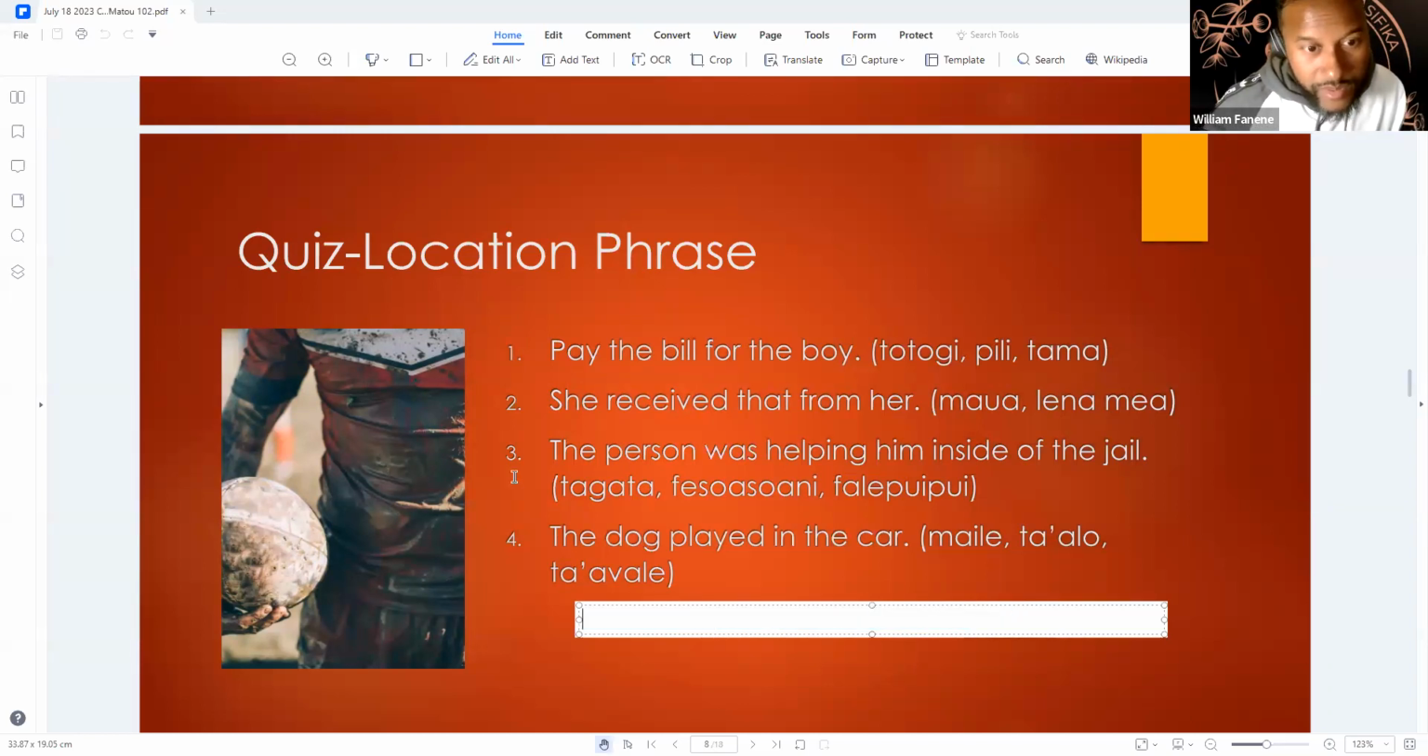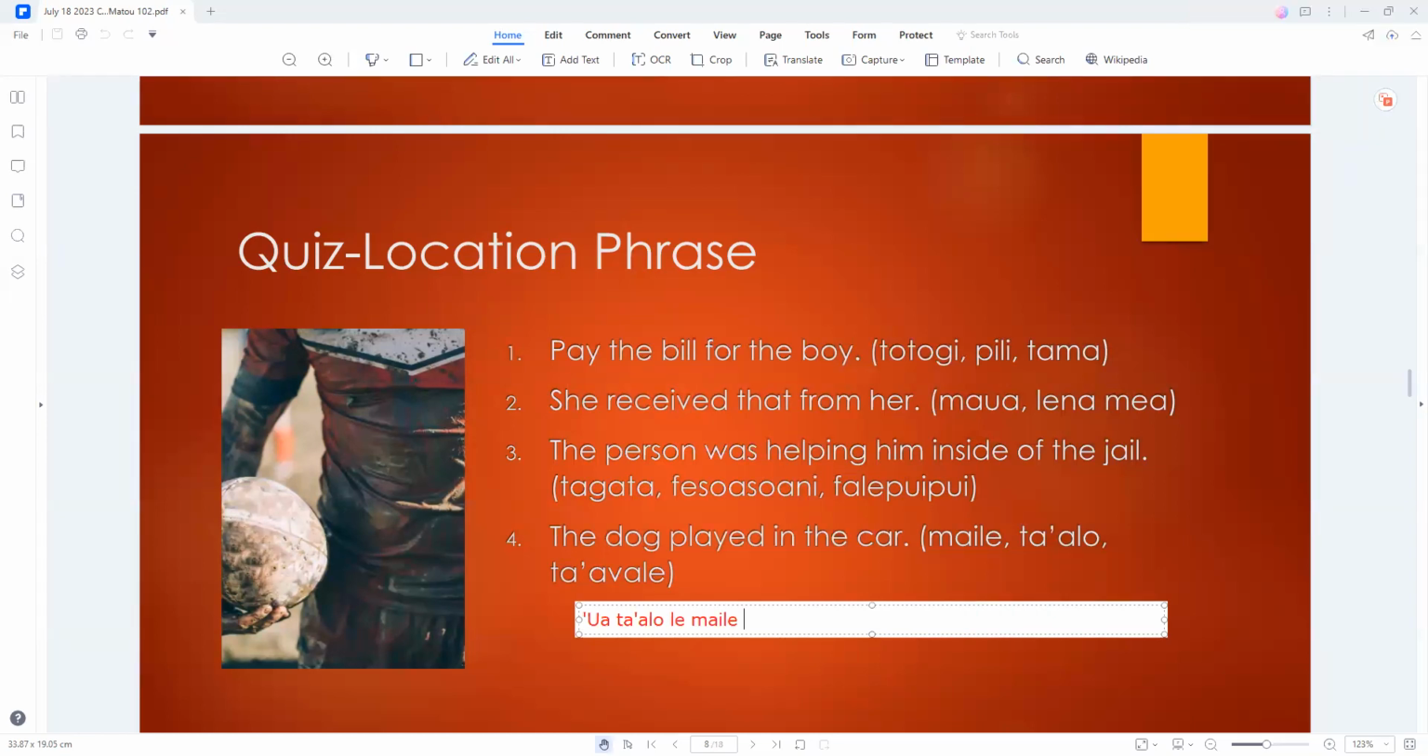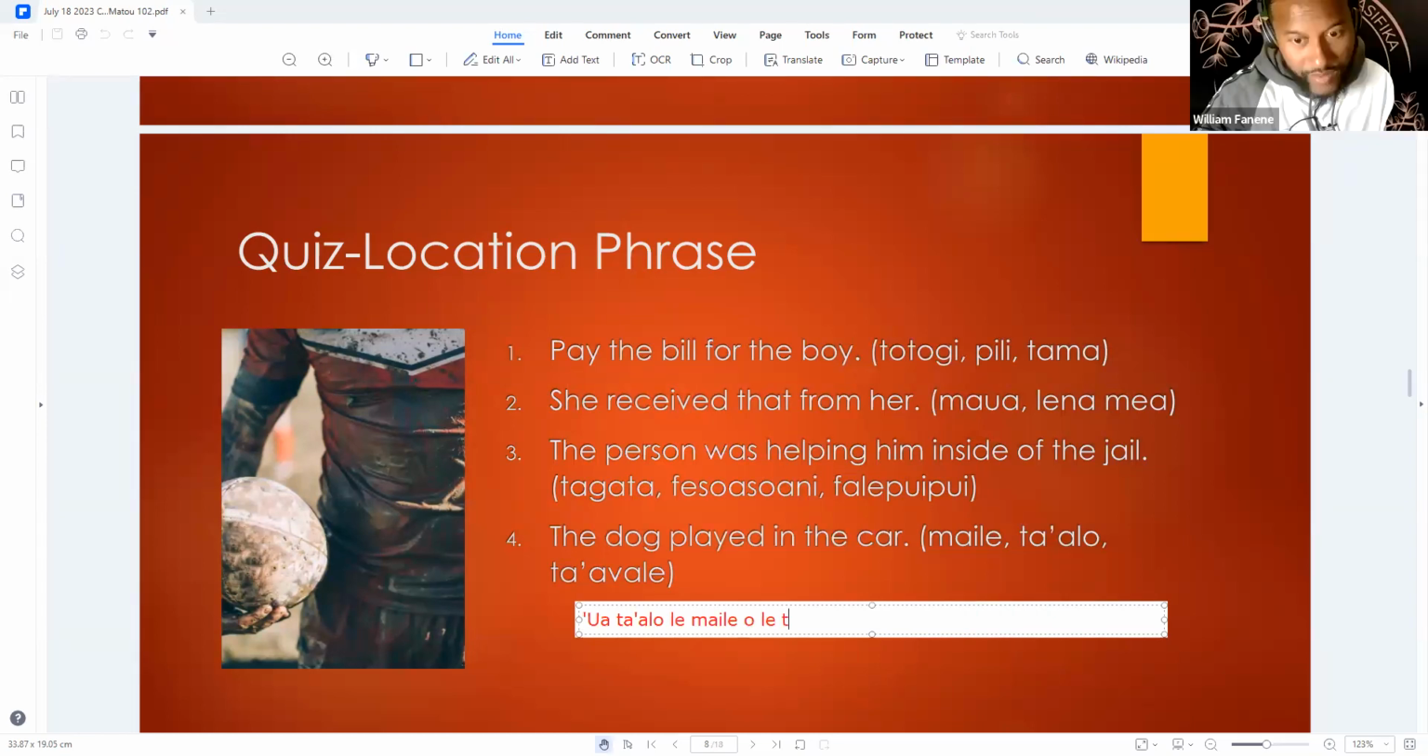You make note of this. Would ta'avale be playing or car? Oh, I'm sorry. Ta'avale is car. Ta'alo is to play. Ta'alo le maile i le ta'avale. Ole ta'avale. Okay.